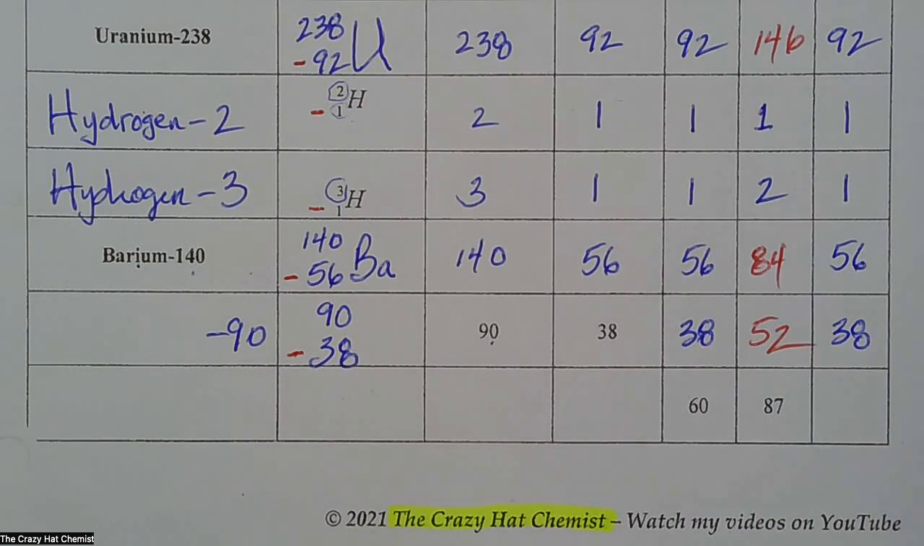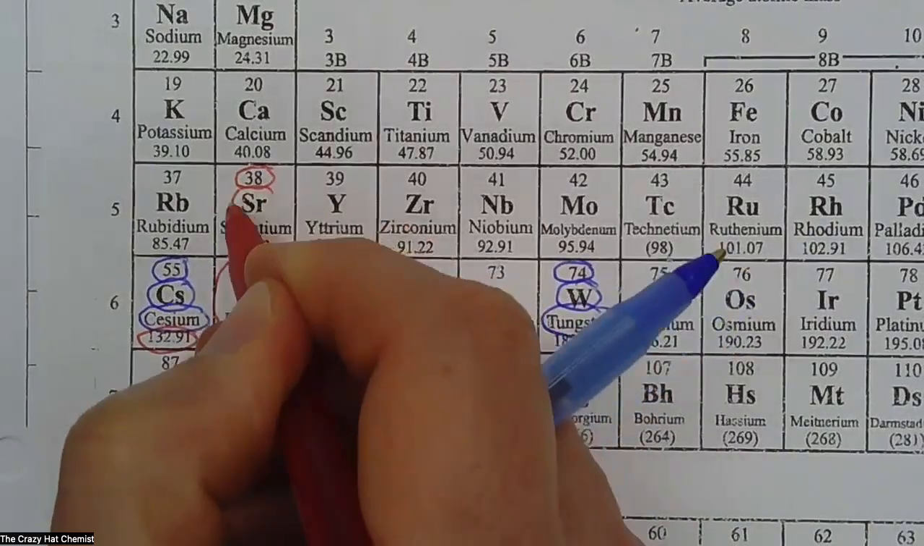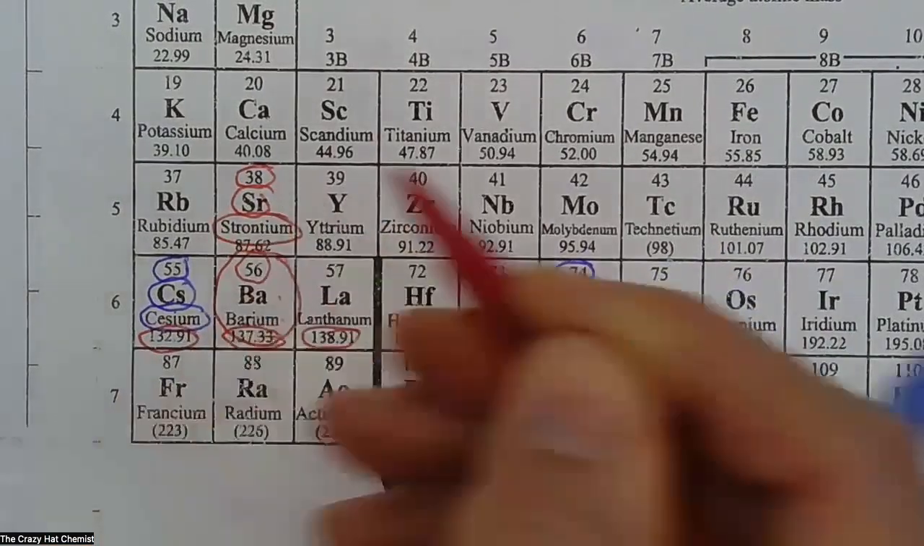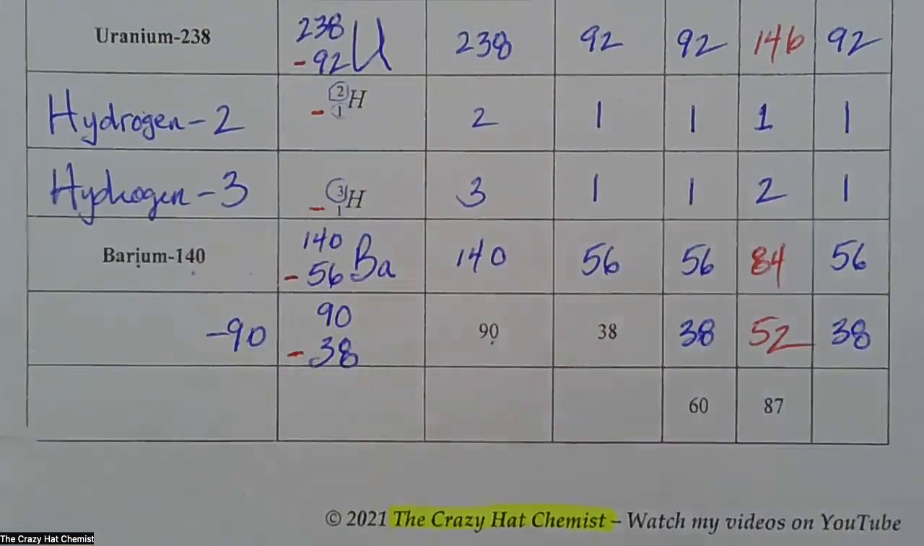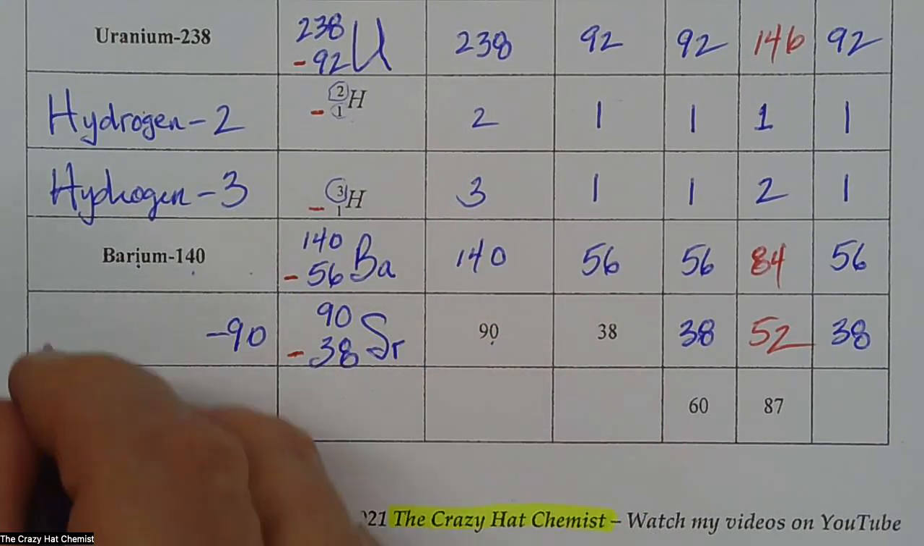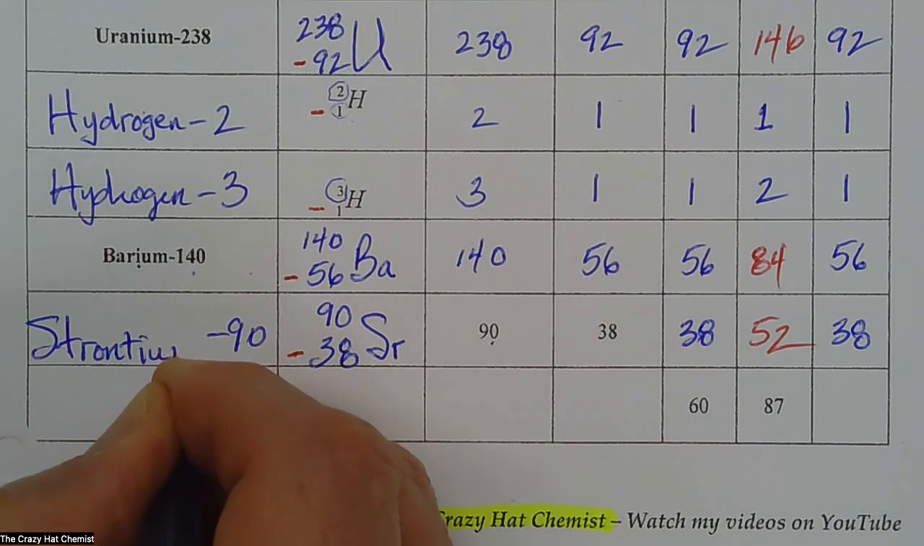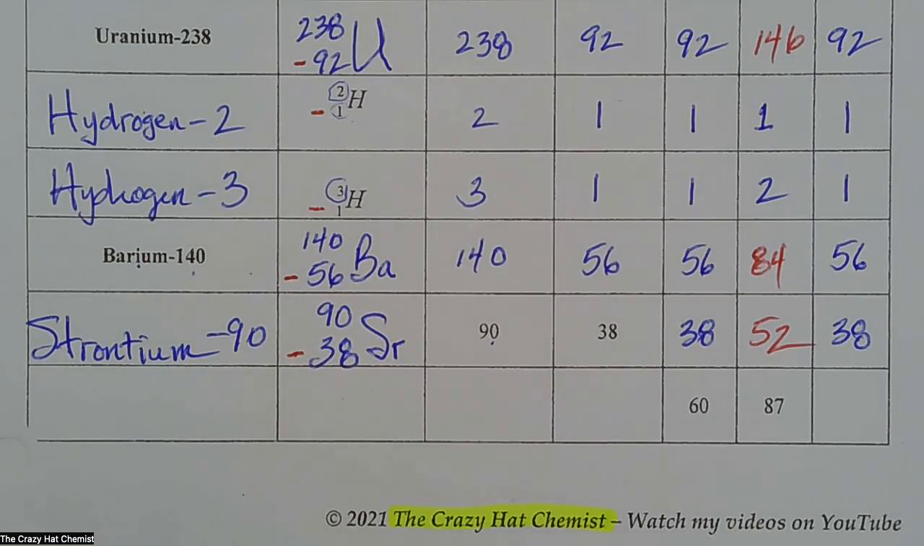I'm going to look on my periodic table and find the element number 38. Number 38 is right there. That's Sr for strontium. So that's an S and an R. That's a capital S, a lowercase r, strontium-90, strontium 90. That's probably a radioactive isotope.